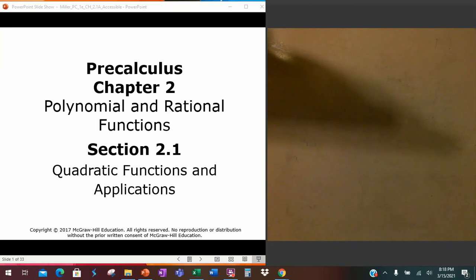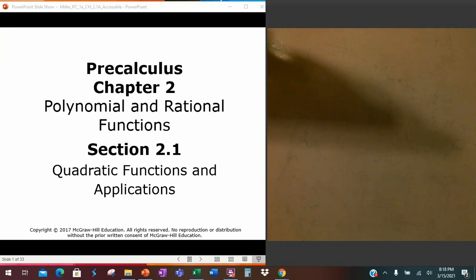Hello everyone. We're going to continue along with Chapter 2 material today. This one's going to be section 2.1, and what we're going to do is go over basic quadratic functions. So we're going to do a little bit of review. A lot of this material we have learned before.